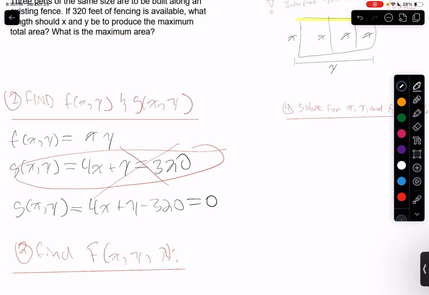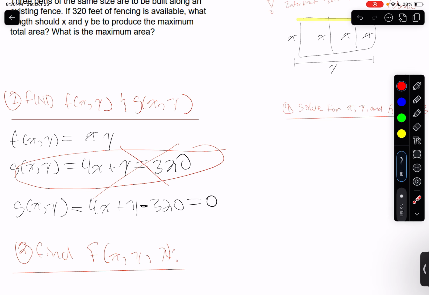And I know some people are kind of rusty. I don't know how long you've been viewing algebra equations, but in order to put our 320 feet to 0, our g of x, y function to 0, we're gonna just simply subtract all values that are on the right side to the left side. And that's how you're gonna do that algebraically.